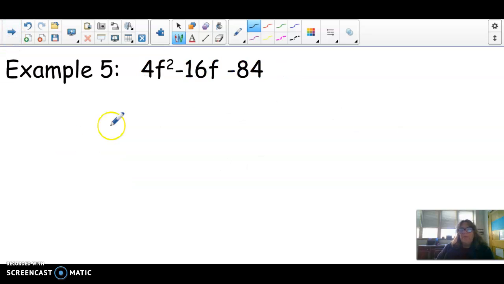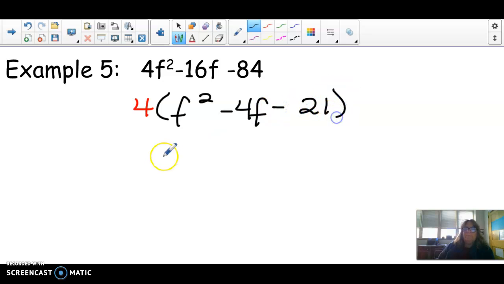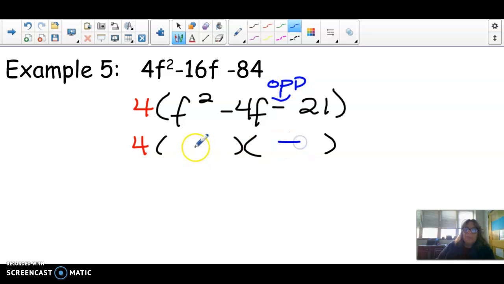Last example. See if we have a GCF. Yes, we have a GCF of 4. You take the 4 out, and we're left with f squared minus 4f minus 21. Bring down our 4, break into two parentheses. When our sign is negative, we'll have opposite signs in our parentheses. So one will be plus and one will be minus. Only factors of f squared are f and f.